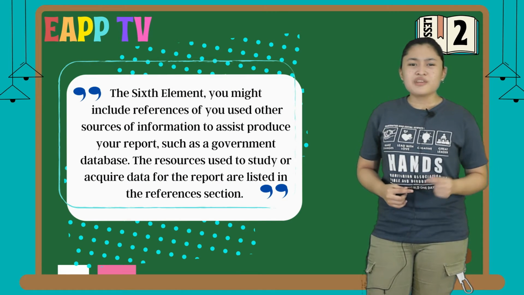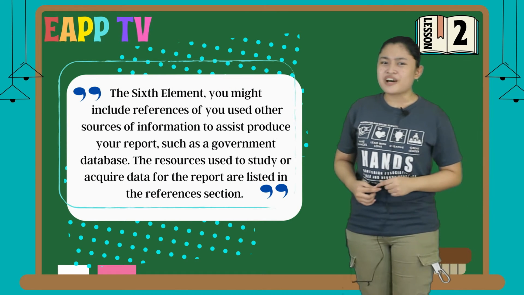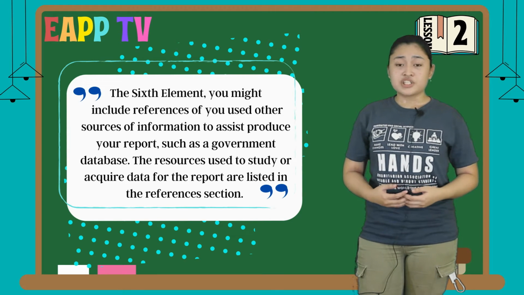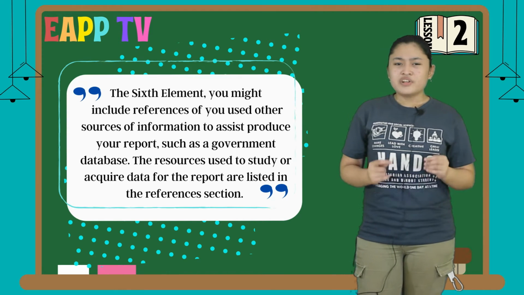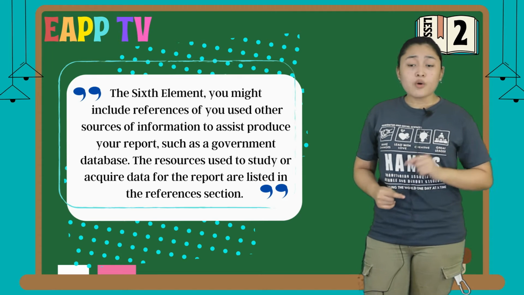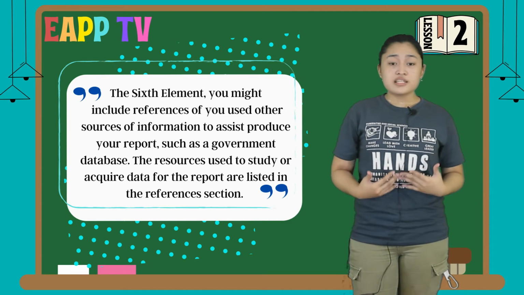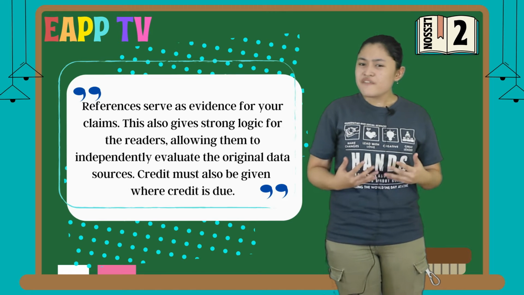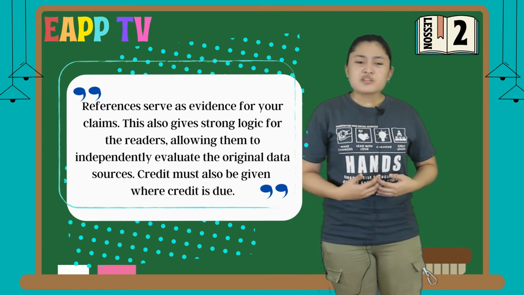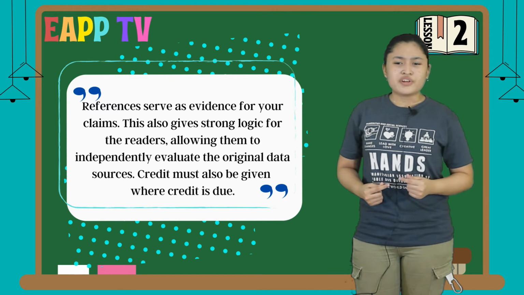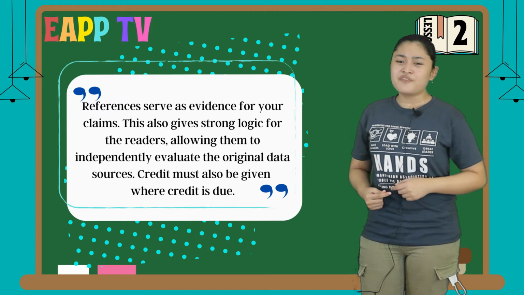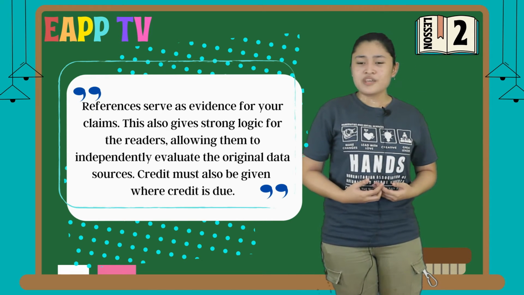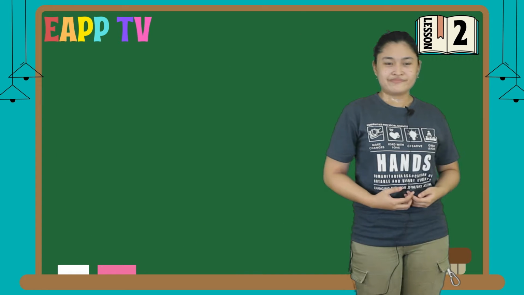The sixth element, you might include references if you use other sources of information to assist in producing your report, such as a government database. The resources used to study or acquire data for the report are listed in the references section. References serve as evidence for your claims. This also gives strong logic for the readers, allowing them to independently evaluate the original data sources. Credit must also be given where credit is due.